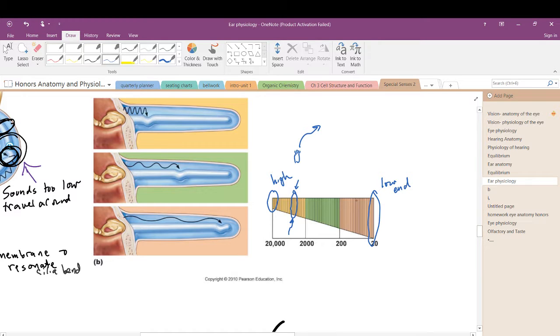And then if you have a nice low note, that's also going to have some cilia responding because that area of the basilar membrane is resonating with those vibrations. And then those cilia are going to send a signal off. And then maybe you have that nice middle C.